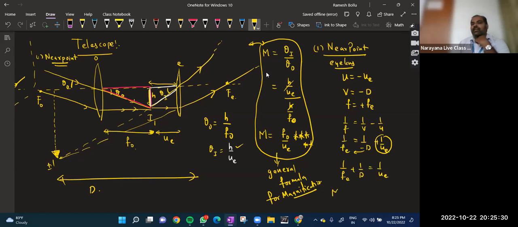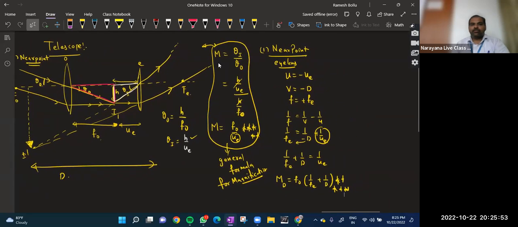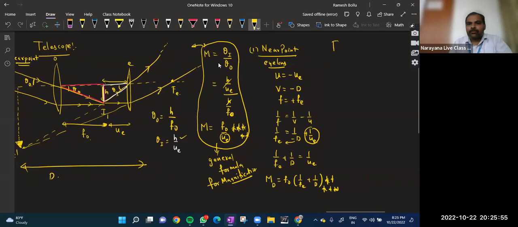So what is the magnification when the image is formed at the nearest point? In the place of 1 by UE, shall I put this formula here? Understanding or not understanding? Really understood or not understood? So I'm requesting again, remember. Now near point is over. What's up next? Far point.